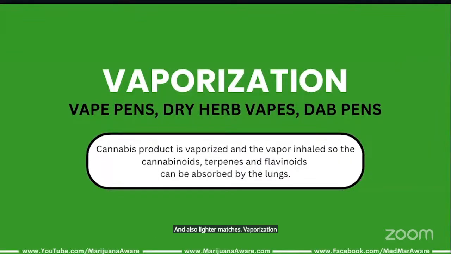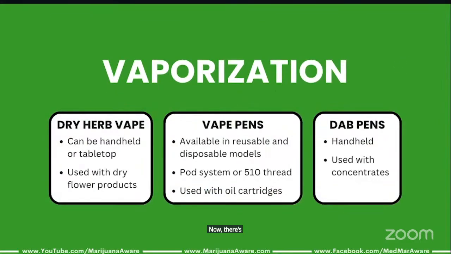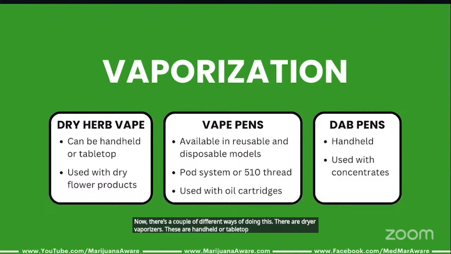Vaporization. This is the process where the cannabis product is vaporized and the vapor is inhaled so that the cannabinoids, terpenes, and flavonoids can be absorbed into the lungs. Now, there are a couple of different ways of doing this. There are dry herb vaporizers. These are handheld or tabletop devices, and they're mainly used for dry flower products.